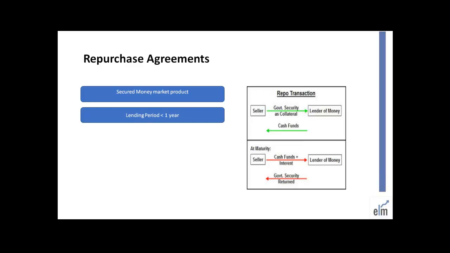Normally these repo trades are structured as buy or sell trades. That is, simultaneously you sell and repurchase the collateral security with different settlement dates.